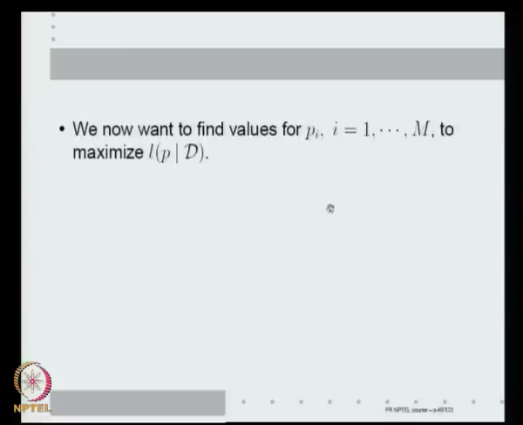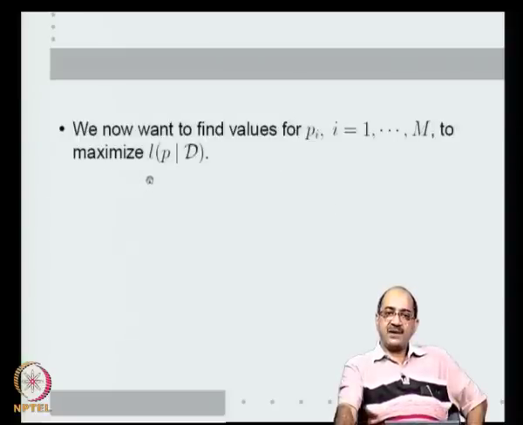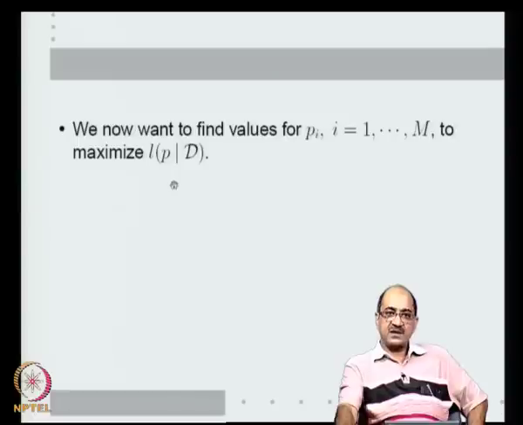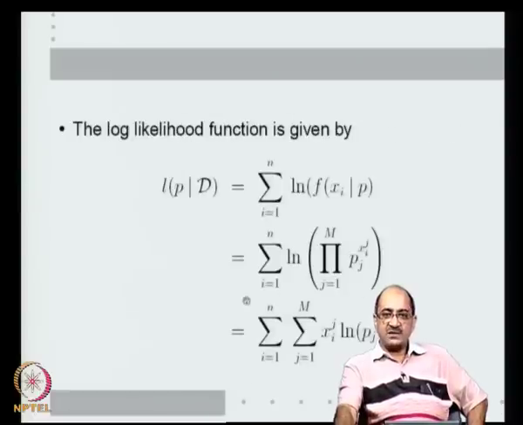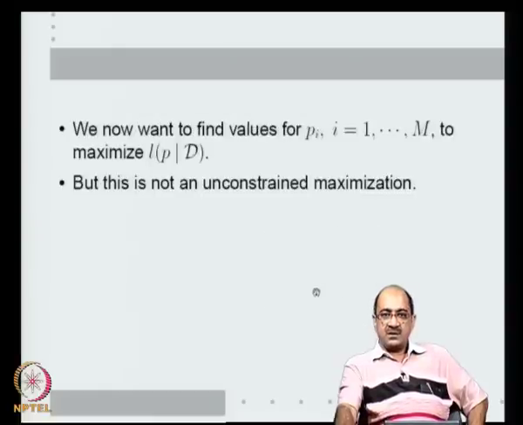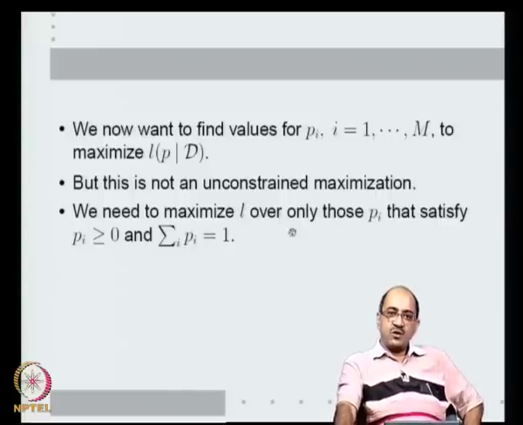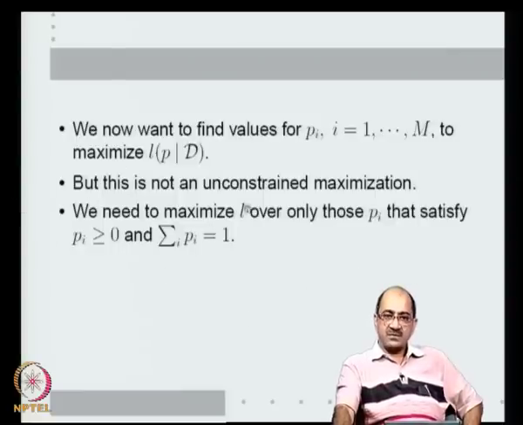So, we want to find the parameters, the values of p_i, to maximize the log likelihood L(p) given D. But we should understand that this is not an ordinary maximization problem; it is not an unconstrained maximization. By unconstrained maximization, I mean I do not want to maximize this over all possible m-tuples of real numbers p1, p2, ..., pm. Why? Because we need to maximize the log likelihood over only those m-tuples of numbers p_i that satisfy this constraint, because the p_i have to be a distribution.